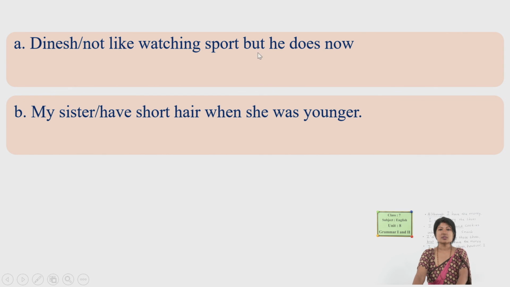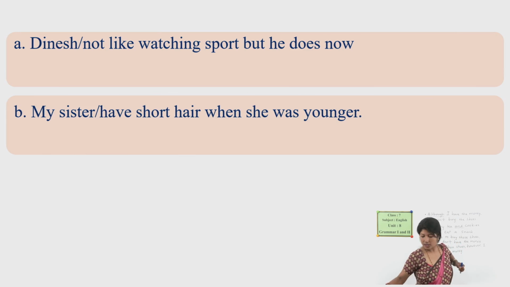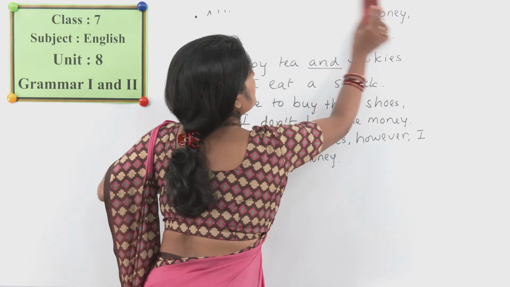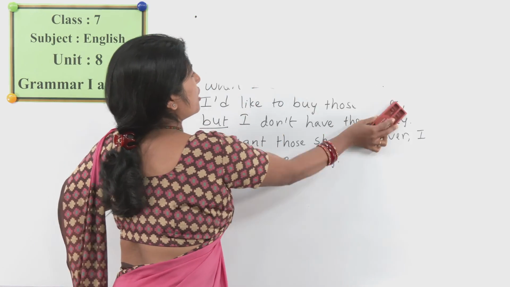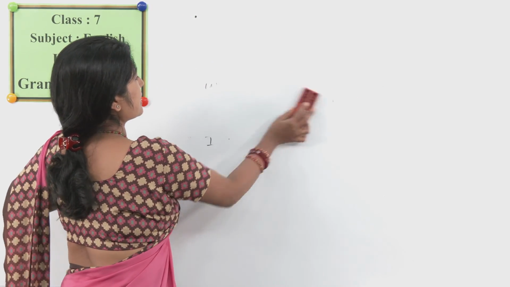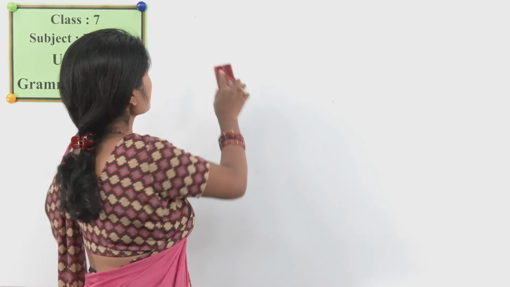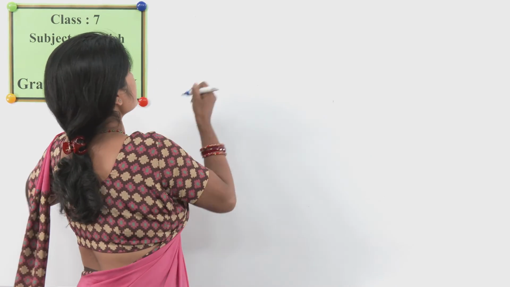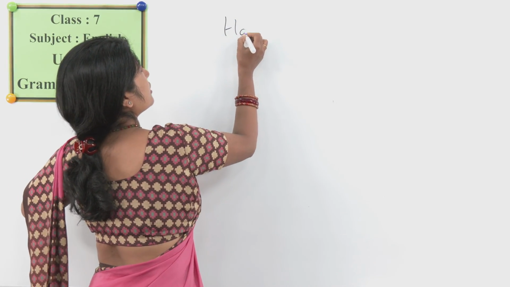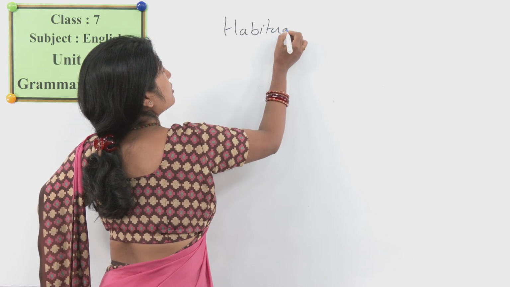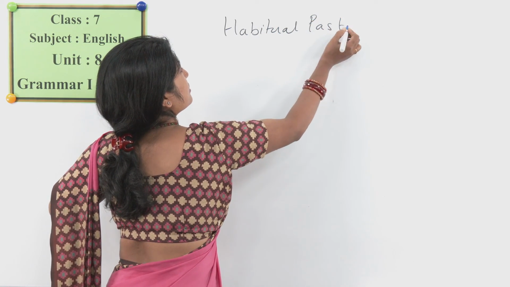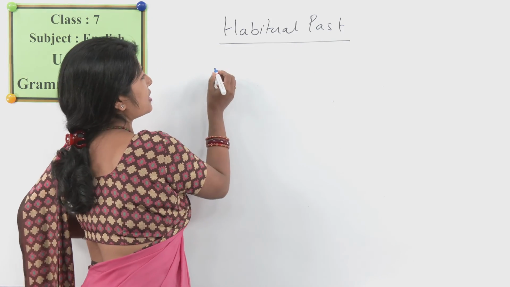Dinesh not like watching sport, but he does now. That means not like. What's the negative form of I used to? I did used to. Let me write on the board, okay? For your convenience, remember this structure, so you can do this exercise easily. Okay, this is about what? Habitual past. The topic is habitual past.